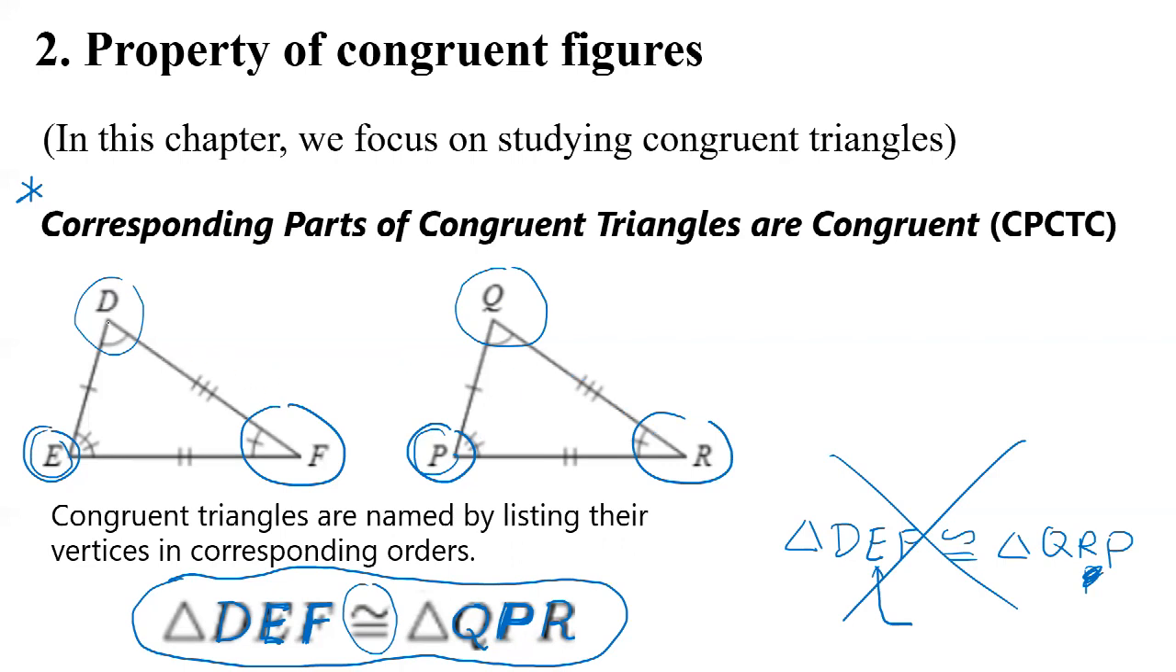And also because this side is corresponding to this side, we know that this side should be congruent to this side, right? And because this side here, EF, is the corresponding part to side PR, so we know side EF is congruent to side PR. And also because DF and QR are also corresponding parts, so we know that DF must be congruent to QR. Understand? Yeah. Okay, any questions?